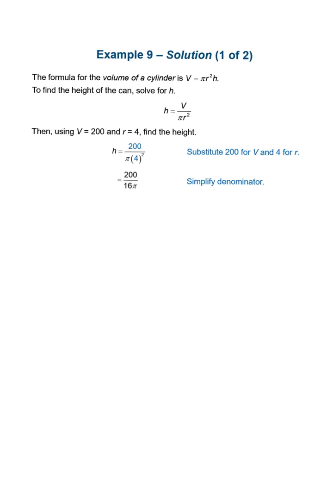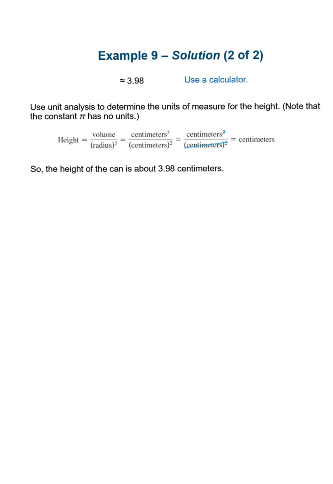So if I solve for h, V equals 200, and r equals 4, and then I have to square that. You're simply putting things in their place and then doing the math using your calculator because of pi. When you do that, you end up with 3.98 centimeters.